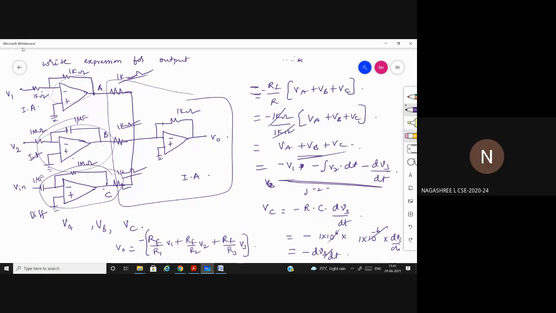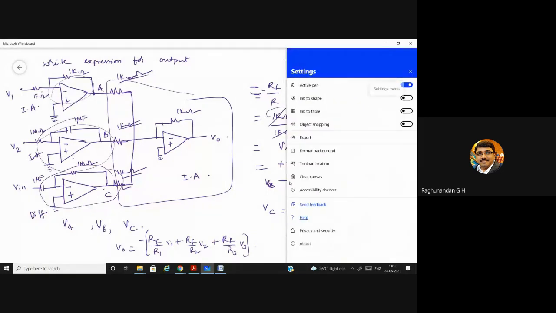The negative sign is there. So all of them will become positive, right? Because individually we have already got a negative sign. Since we have a negative sign here, when you multiply it, it becomes positive. So that is about this problem.